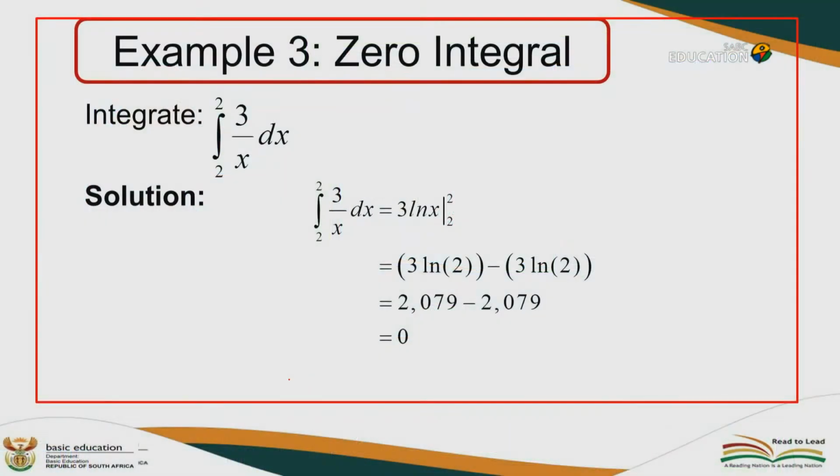For the zero integral, we said we get the zero integral when your value of a and your value of b are equal. Like in this case here, our values of a and b are both equal to 2. Then from inspection, you can automatically say the value of the integral is going to be 0. But if you are not sure of the inspection, then we can apply the rules.